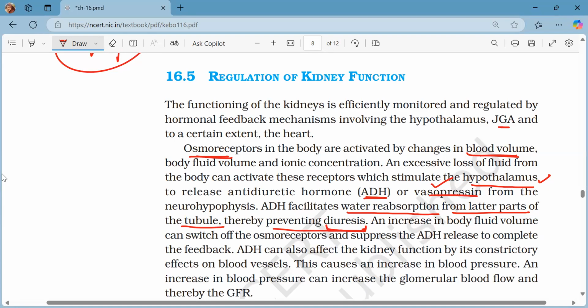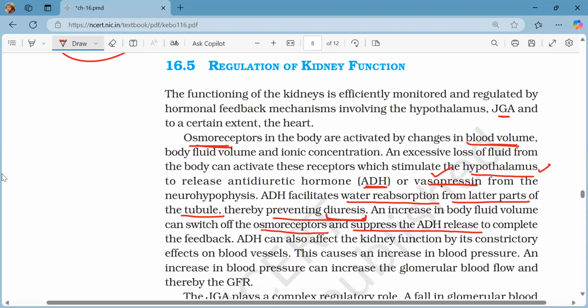So this is what happens when the blood volume is decreased or fluid is excessively lost from the body. Now, an increase in the blood fluid volume can switch off the osmoreceptors and suppress the ADH release, so that ADH is not needed anymore.